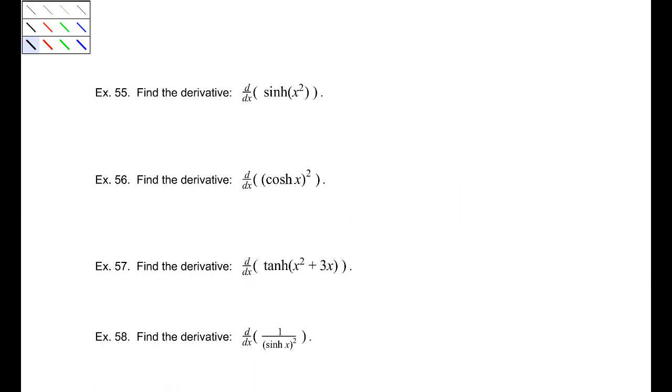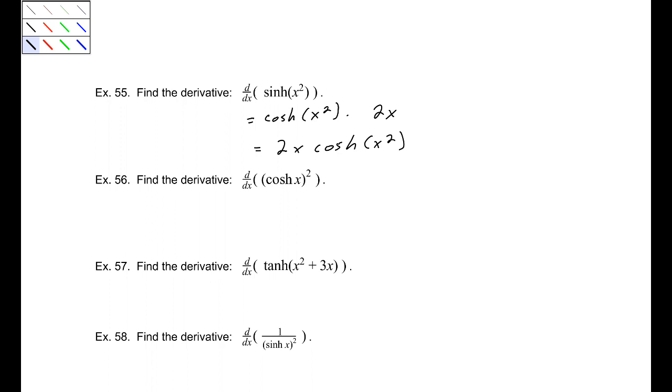Alright, so let's find the derivative of hyperbolic sine of x squared. Now we have to keep in mind, we have to worry about the u substitution, or our chain rule here. So the outside function is the hyperbolic sine. The derivative of that is the hyperbolic cosine of x squared times the derivative of our inside function, which is 2x. So this is 2x hyperbolic cosine of x squared.